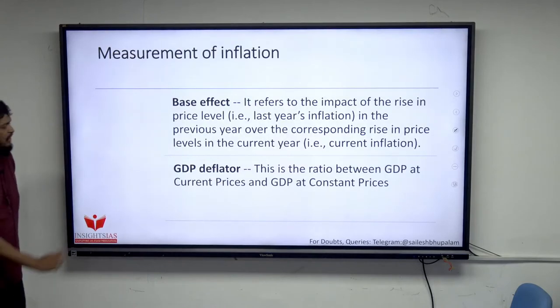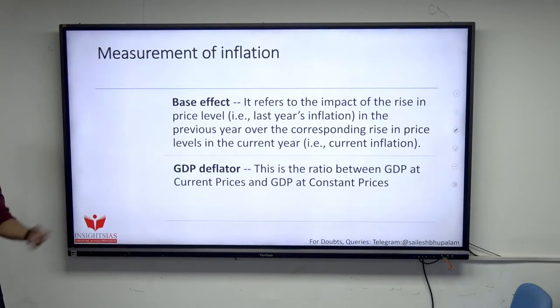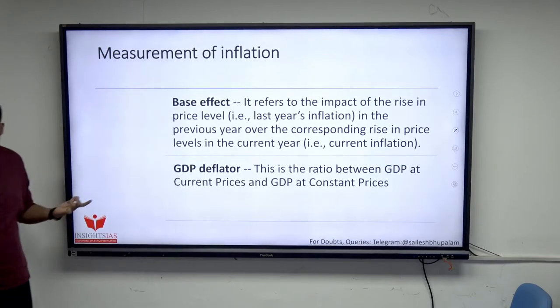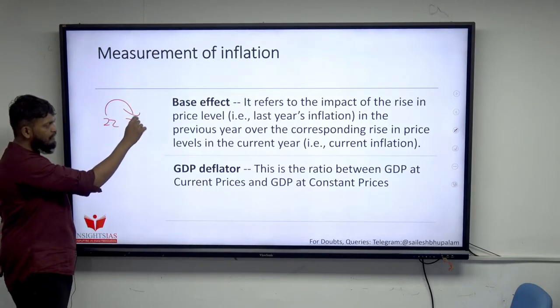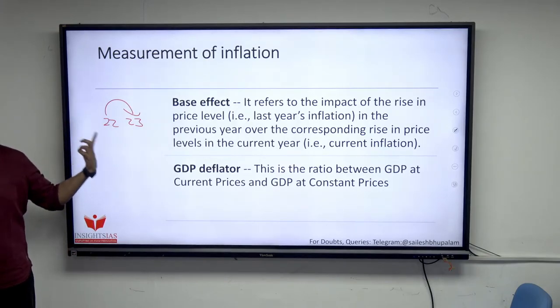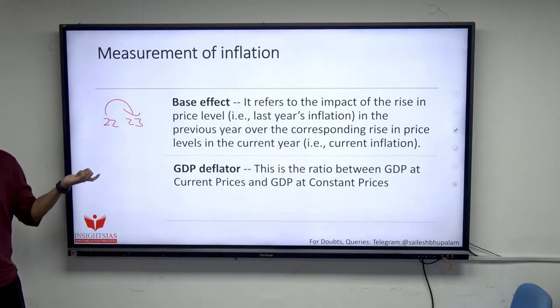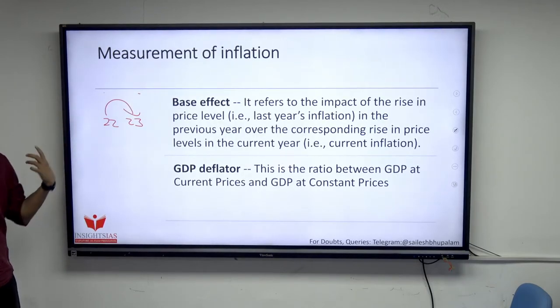Base effect means, because inflation earlier we have seen that it should remain, what is the healthy level of inflation? 2 to 6%. What percentage are we talking about? From last year to this year, if you compare, how much increase should have happened in the CPI index, that is the percentage we are talking about. And that percent should be 2 to 6%. So that is healthy level of inflation.